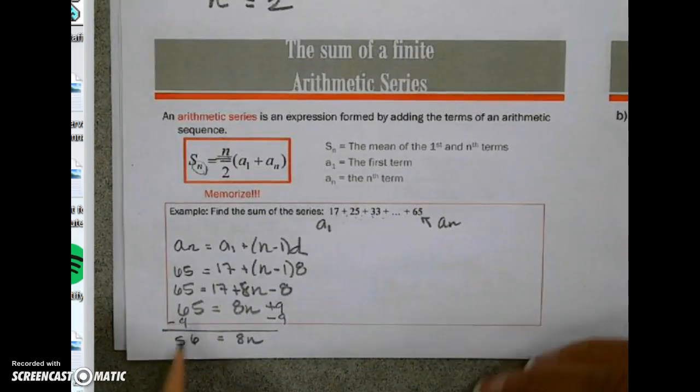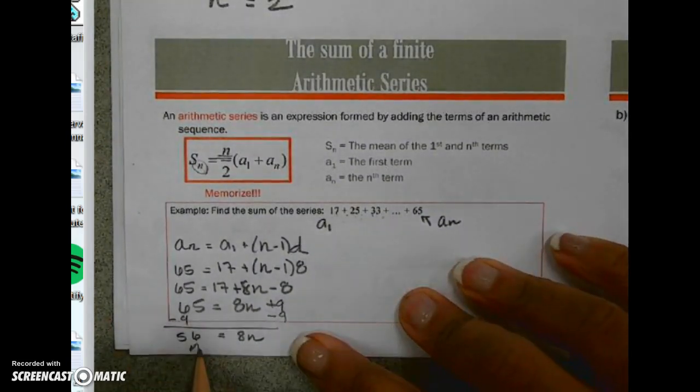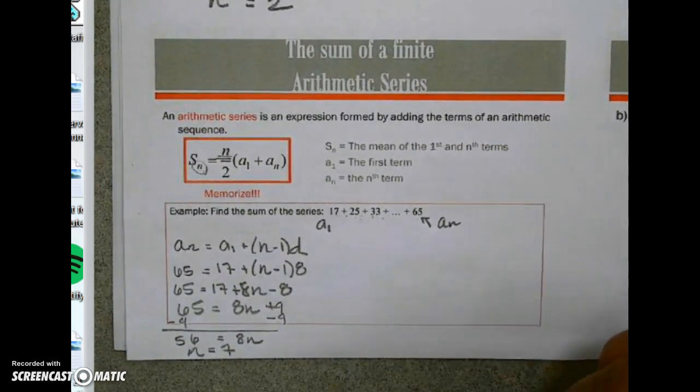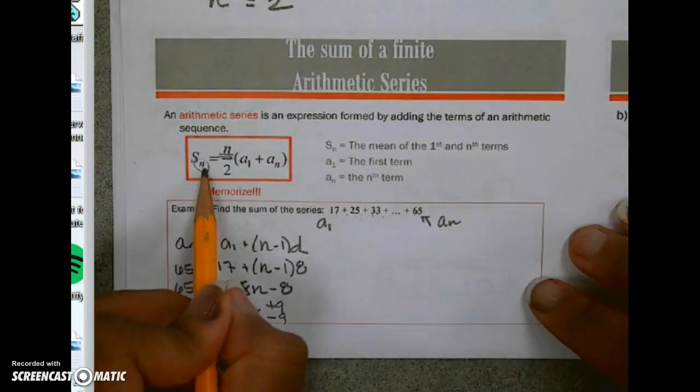It's 56. So then n is equal to 7. Delightful. Now I have everything that I need. I can now plug into this formula that we have here.